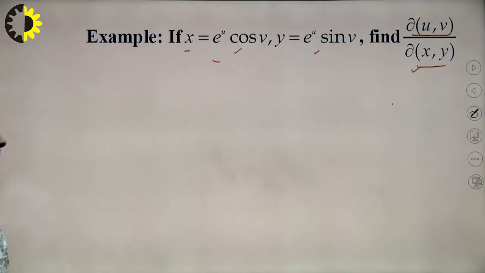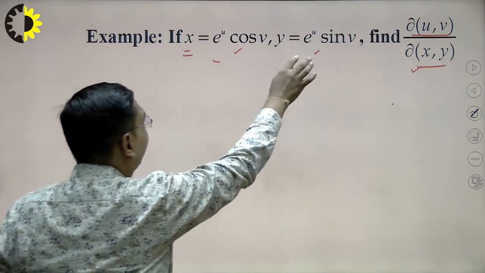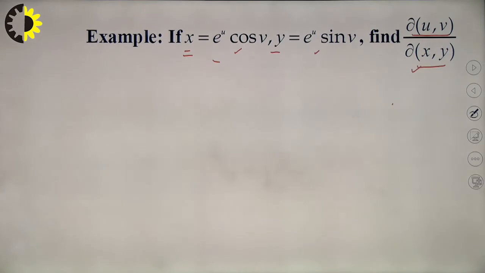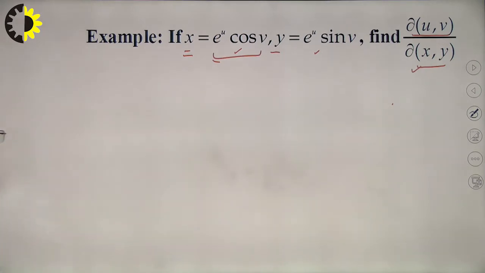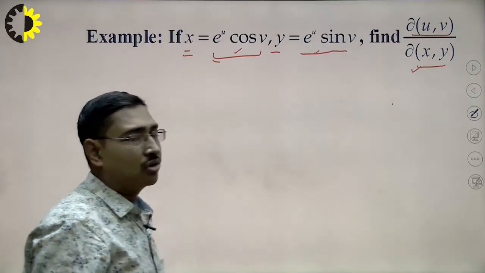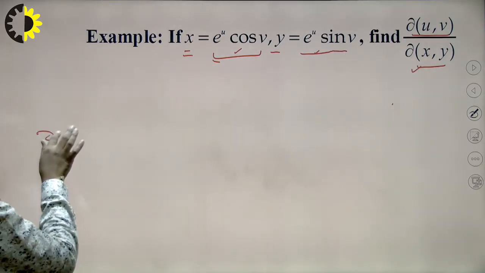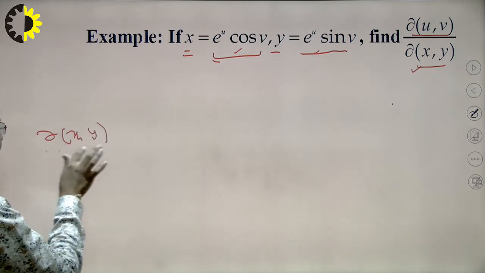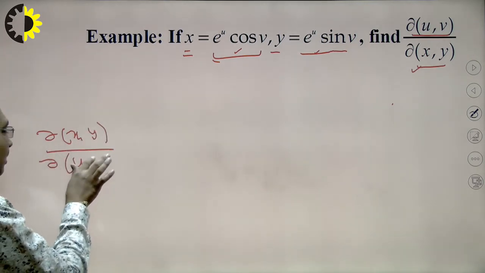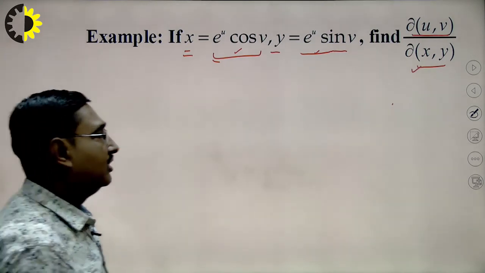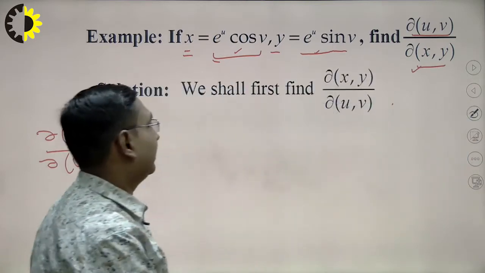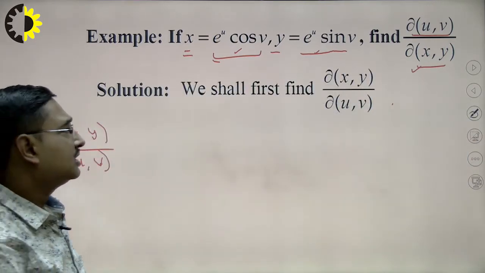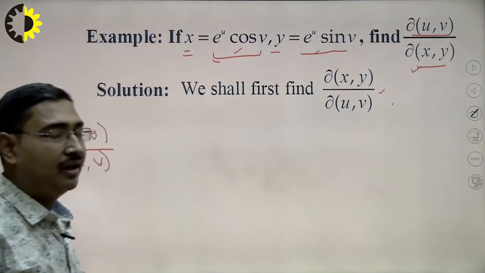Now, I observe that x and y both are given explicitly in terms of u and v. x is e raised to the power u times cos v, which is clearly in terms of u and v, and y is also in terms of u and v. Therefore, this Jacobian del x y over del u v can be calculated without difficulty. So, I move in that direction. We shall first find this Jacobian del x y over del u v.